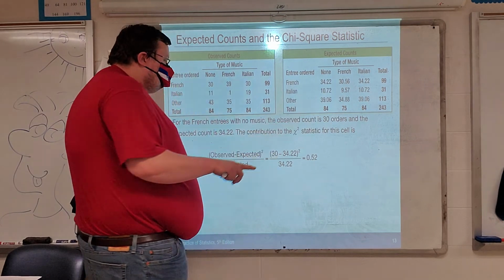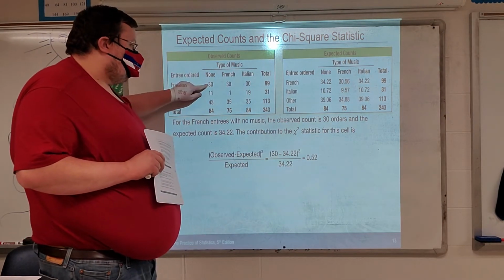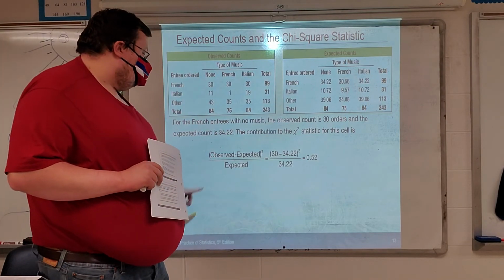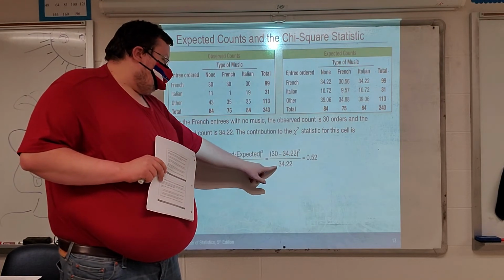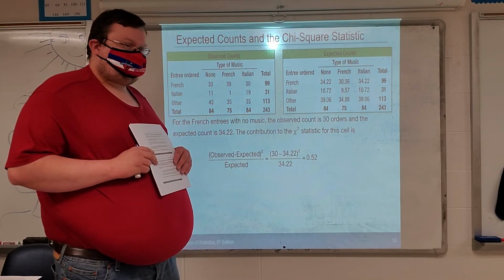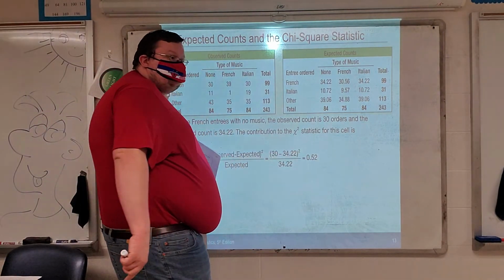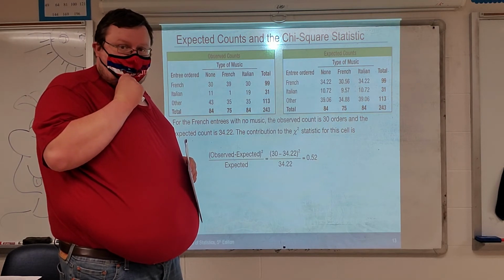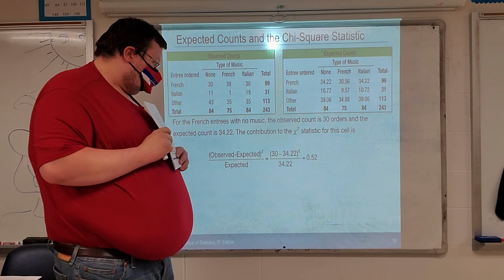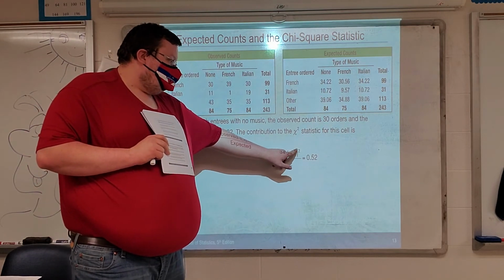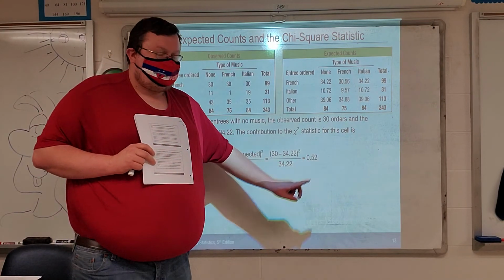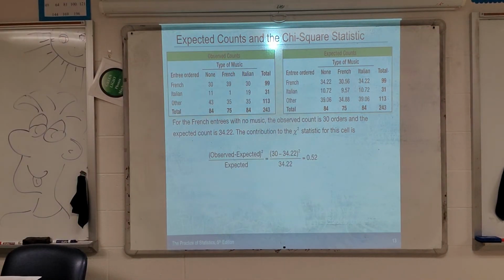You would do the French entrees with no music. The observed count was 30. The expected count was 34.22. So you subtract those, observed minus expected, squared, divided by expected. That'll be your first value. Just add up all your other values to make up chi-squared. So it's 30 minus 34.22 in parentheses squared all over 34.22, and that should come out to be 0.52.